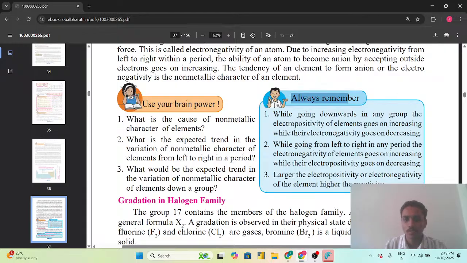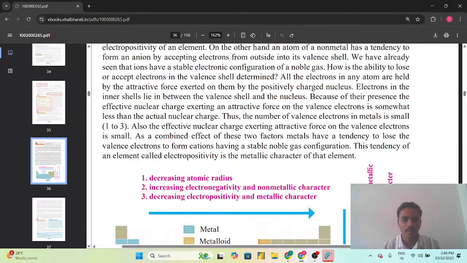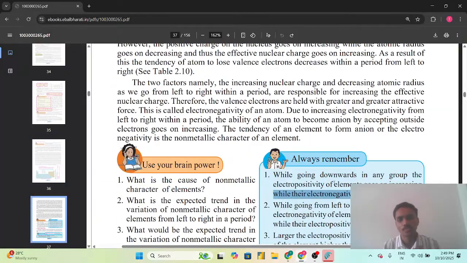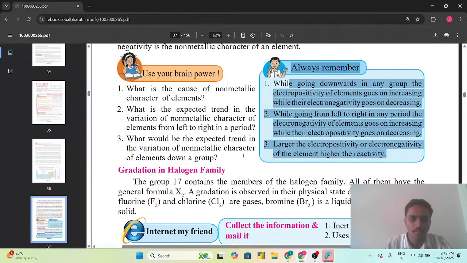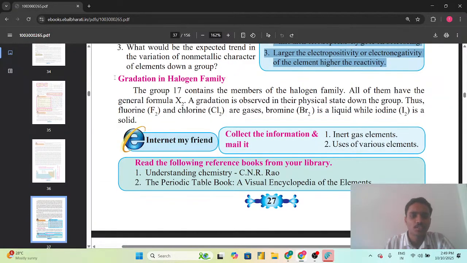So always remember, while going down in the group, electropositivity of the elements goes on increasing while their electronegativity goes on decreasing. These are all points we have seen in this diagram, given in the always remember section. So now, gradation in the halogen family. This is again one important point which we are going to see.